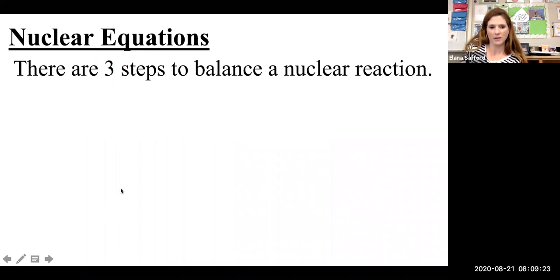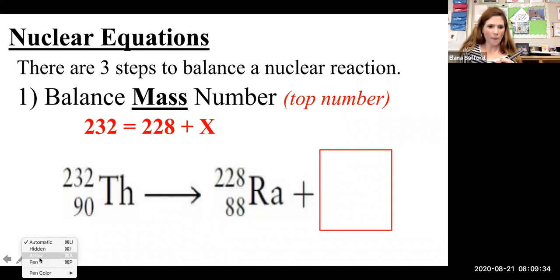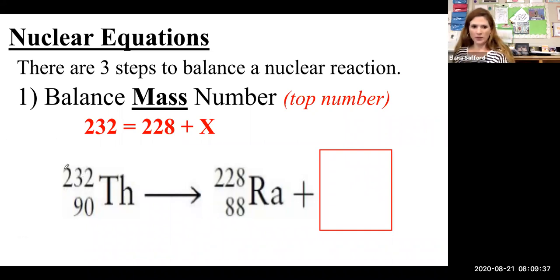There are 3 steps when you're balancing these. The first is that you want to balance the mass number, which is the number on top. So over here, I'm going to look at these numbers first. Remember, treat it like an equal sign, not an arrow. 232 is equal to 228 plus something. We'll work backwards. You can either subtract it like algebra, set up an algebraic equation, or just work backwards. What do you need to add to 228 to equal 232? That's going to be 4.